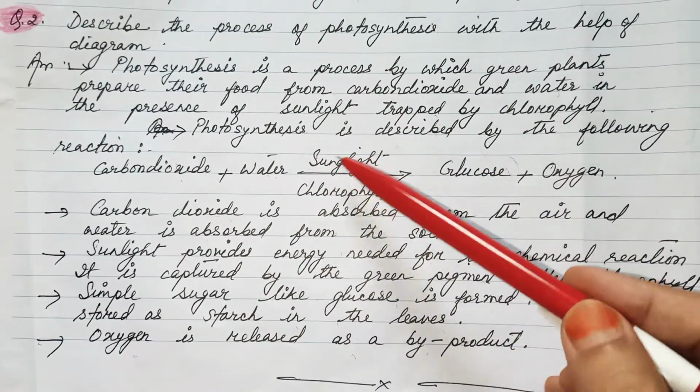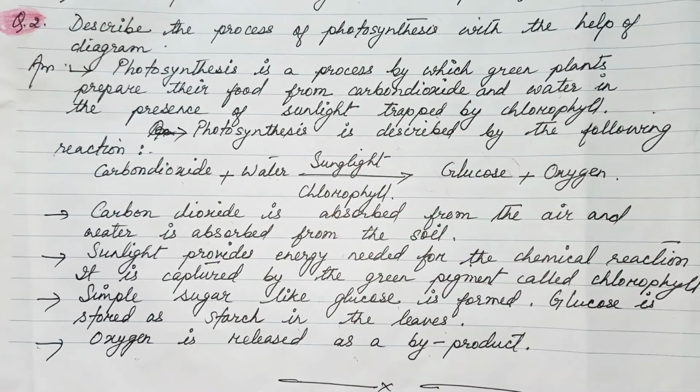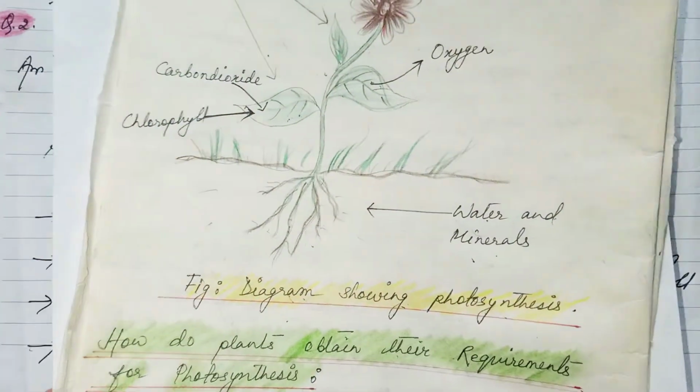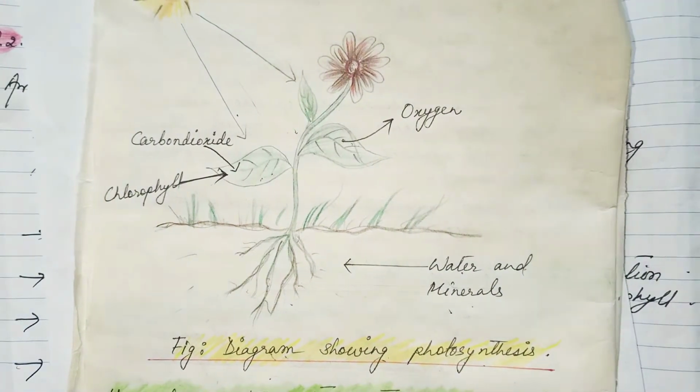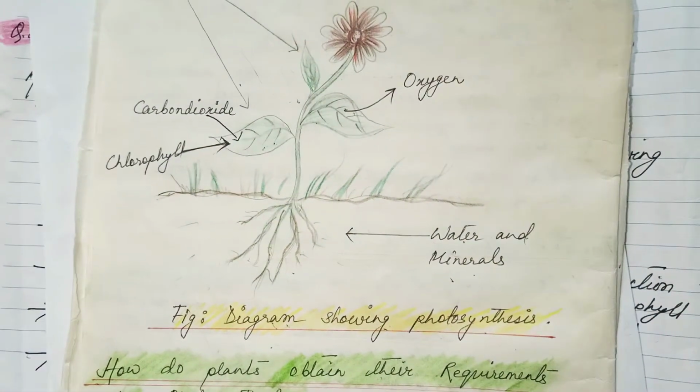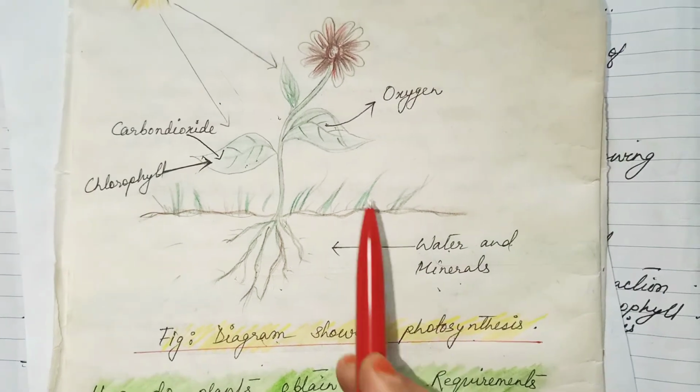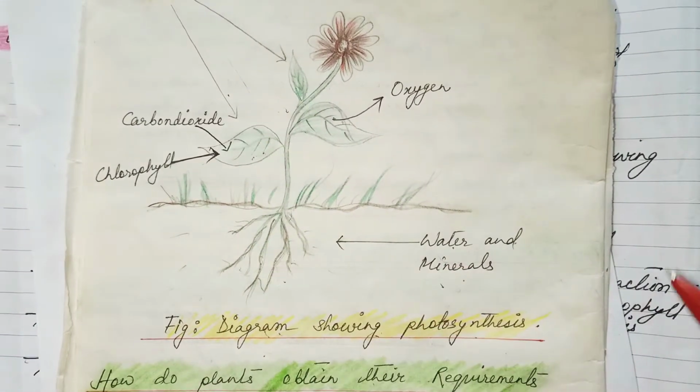You have to write it, then you have to draw the diagram. In your previous video I gave you the PDF. In your PDF there is already the diagram on page number 5. This is a diagram showing photosynthesis. So you have to draw this diagram in this answer.